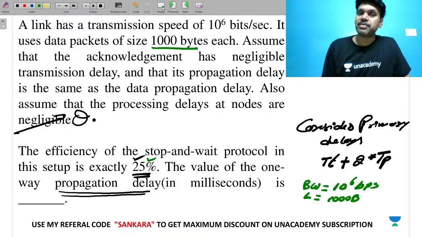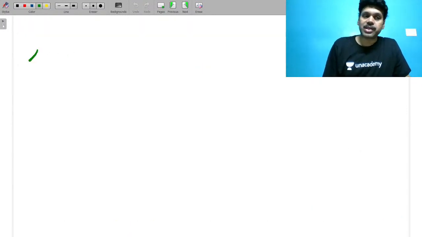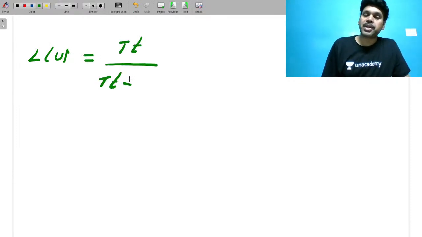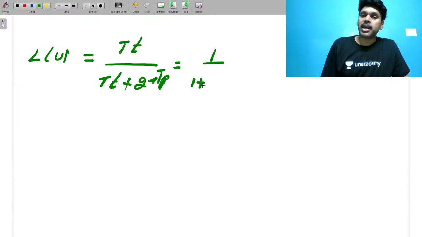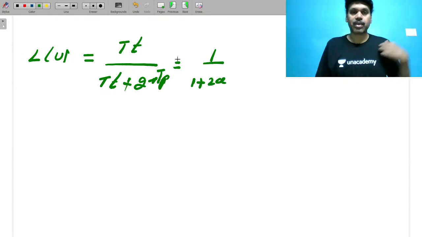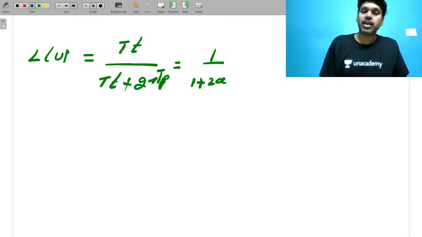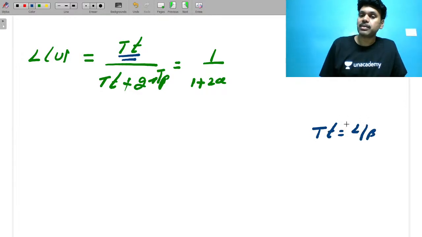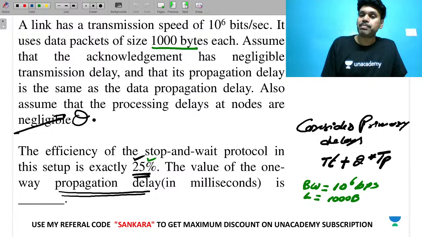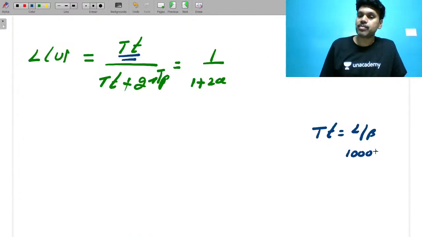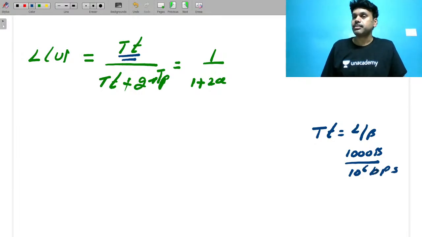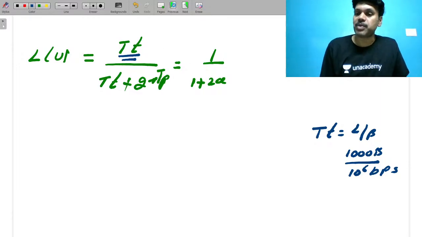So let us calculate, my dear friends. What is your link efficiency? Link efficiency is TT by TT plus 2 into TP. Otherwise, you know, 1 by 1 plus 2a. Any of the equations you can use. Now I am using the first equation. TT you need to calculate. So TT is L upon bandwidth. L is already given as 1000 bytes and bandwidth is 10 power 6 bits per second.